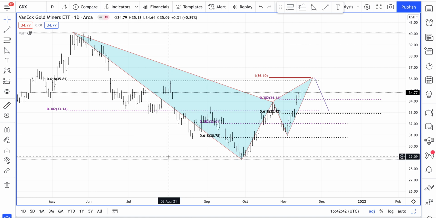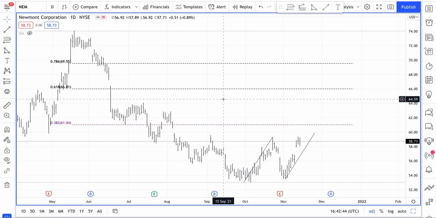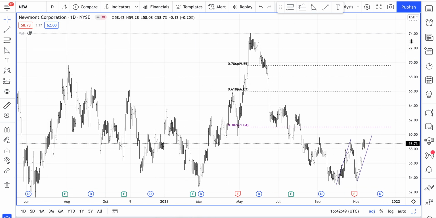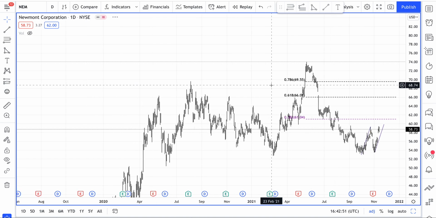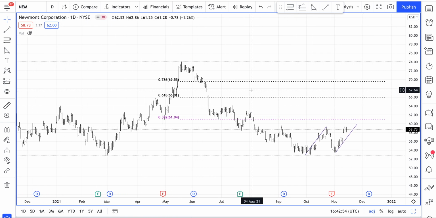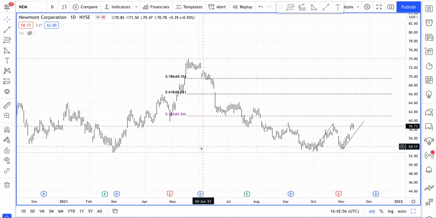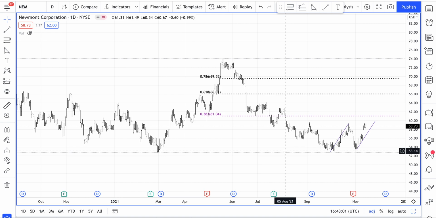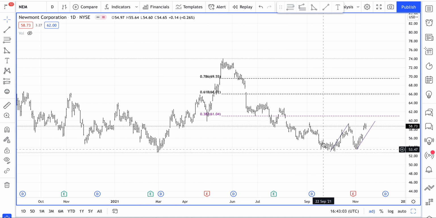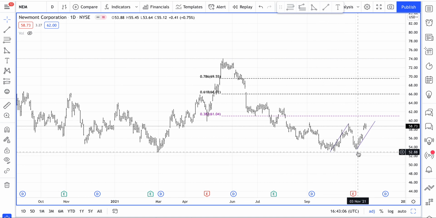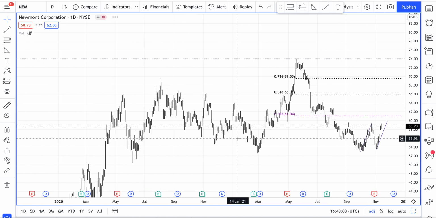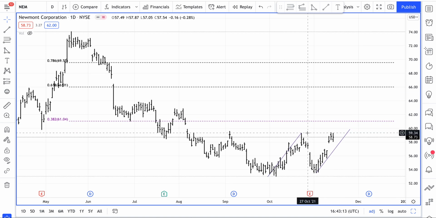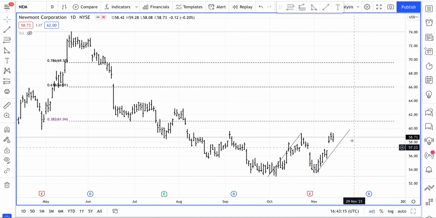We can also take a look at NEM, Newmont Mining. You can see that this stock has been trending lower, much like any other gold miners, and then it formed a bottom around this level. Price was not able to move lower, formed a double bottom, then a retest of this level to another double bottom. And what it seems to be doing now is it has completed an ABCD, or it's about to complete an ABCD formation.